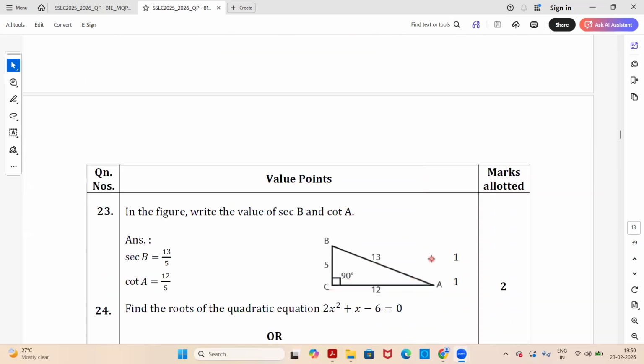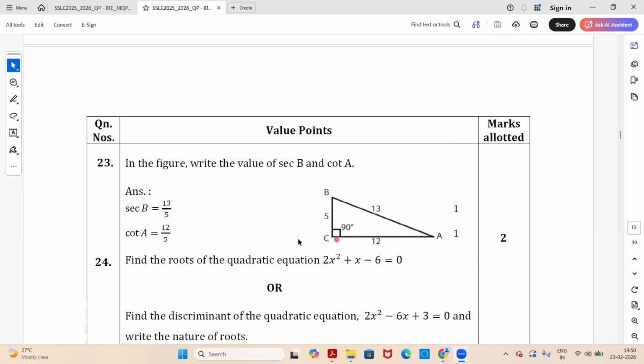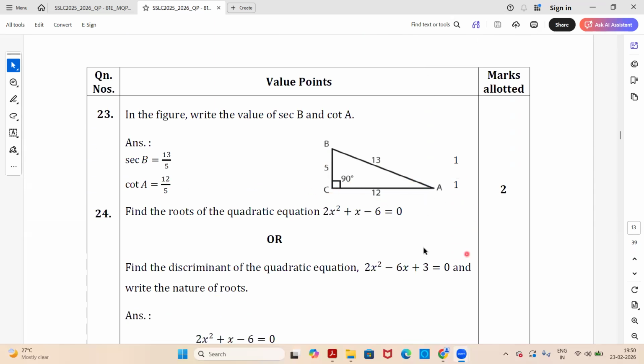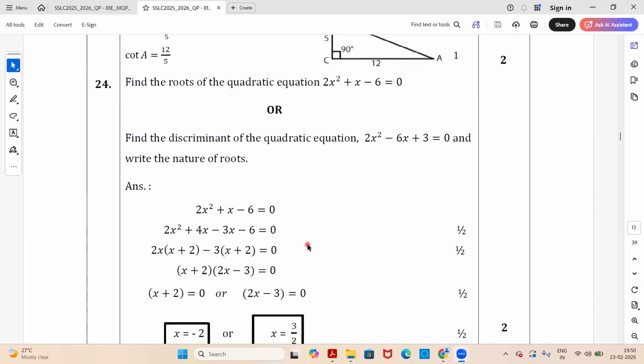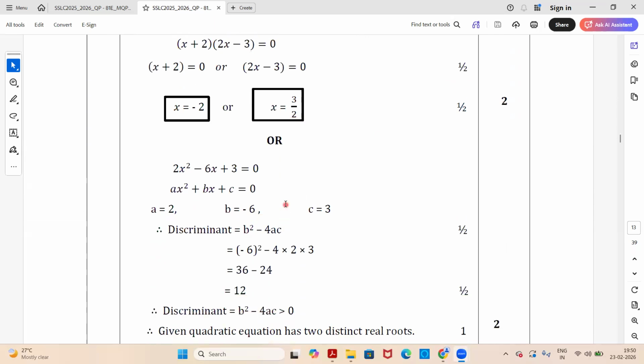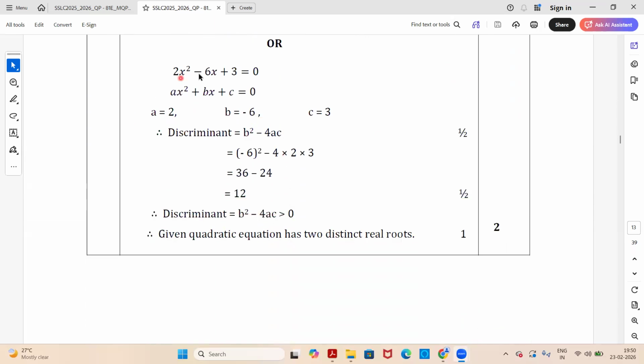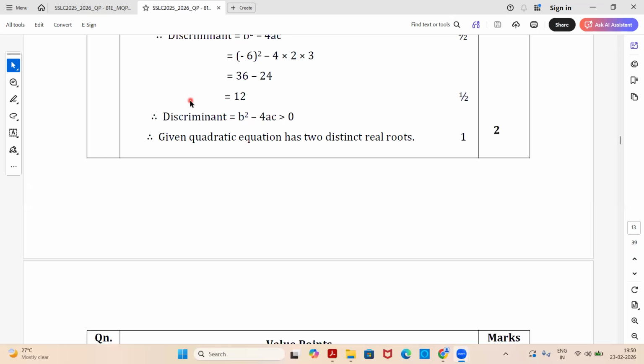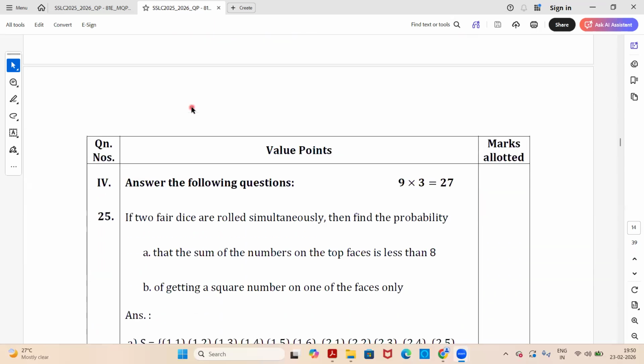Then you have question 23. Answer is solved here. 24 again has two questions in it, or is given here. So this is the first answer and this is the second answer from here. Okay, we come to fourth main.